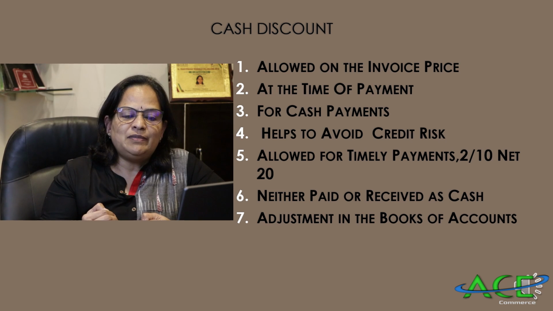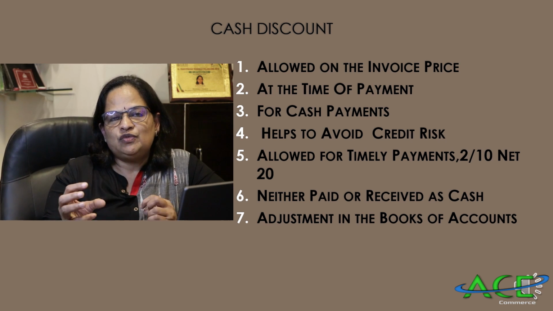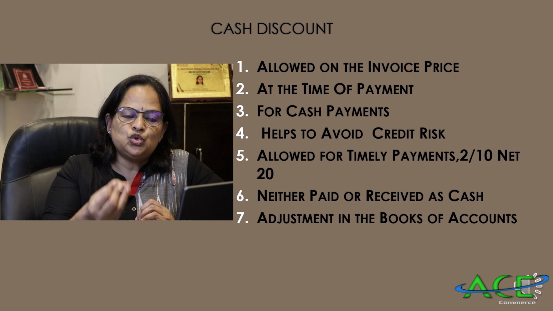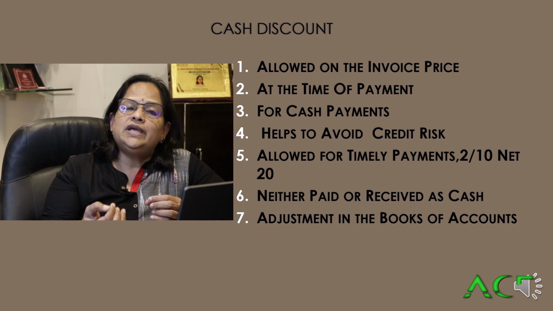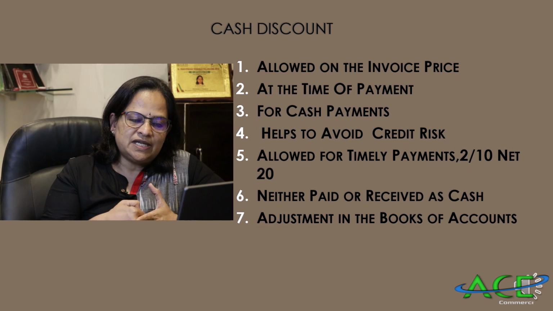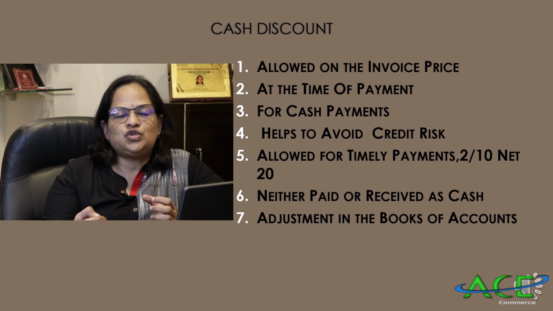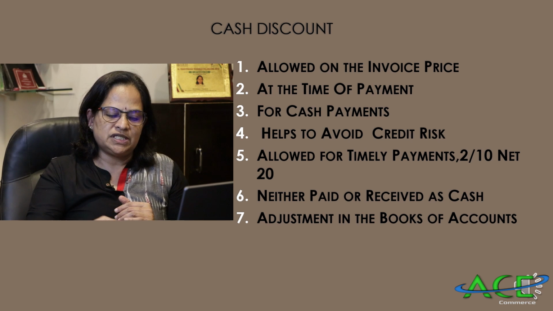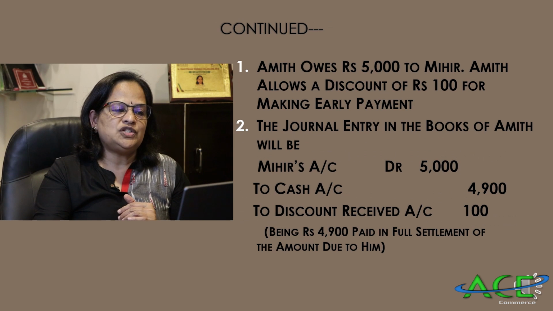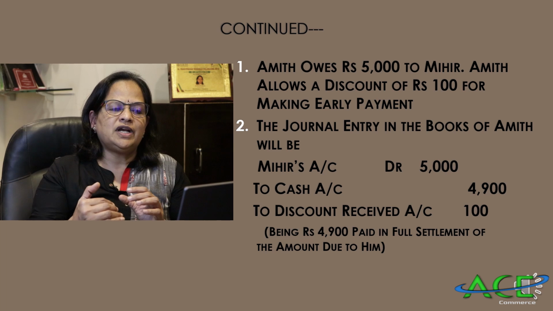So it's always for timely payment, and the percentage also will be mentioned. One example I am giving, 2 by 10 net 20. I have already explained that concept. Now it is not paid or received as cash, but we will adjust in the books of accounts. In the profit and loss account, it will come as discount received or discount paid. So that is the advantage. Now we are continuing with that.